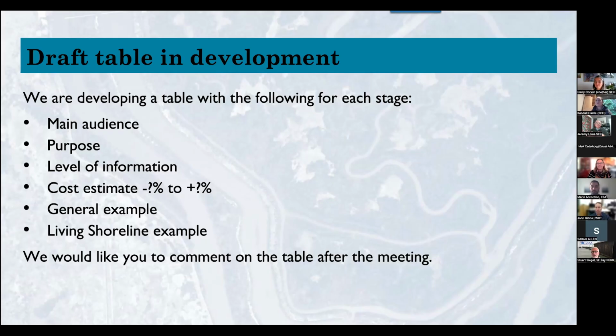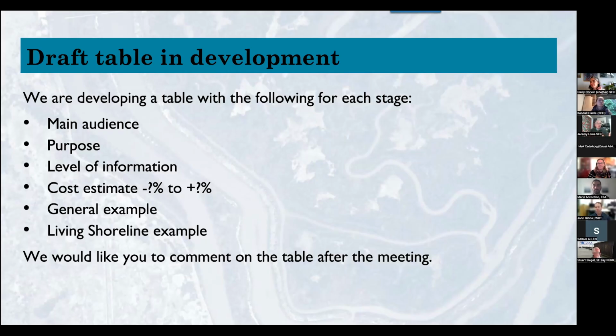With each of the stages, we're trying to define what the audience is, who we're writing the particular documentation for, what the purpose of that stage is, what its role is, what the level of information is going to be, because at the beginning we don't have very much information about the design, and that design gets more complete as the stages are gone through.